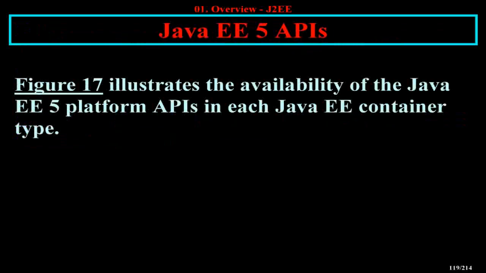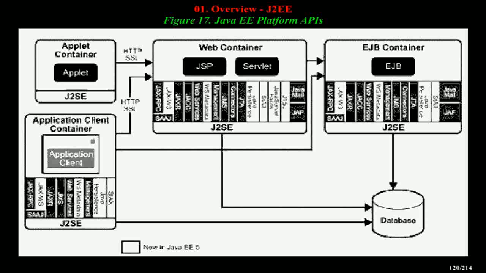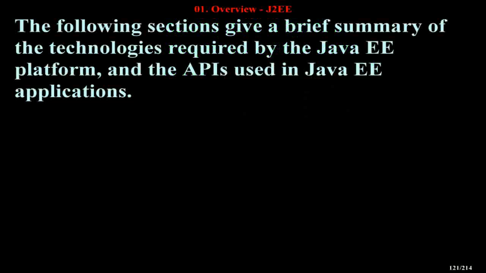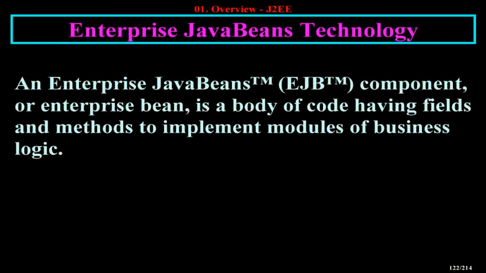Java EE 5 APIs. Figure 17 illustrates the availability of the Java EE 5 platform APIs in each Java EE container type. Figure 17, Java EE platform APIs. The following sections give a brief summary of the technologies required by the Java EE platform and the APIs used in Java EE applications. Enterprise JavaBeans technology.